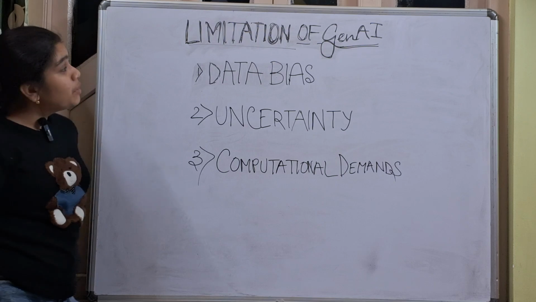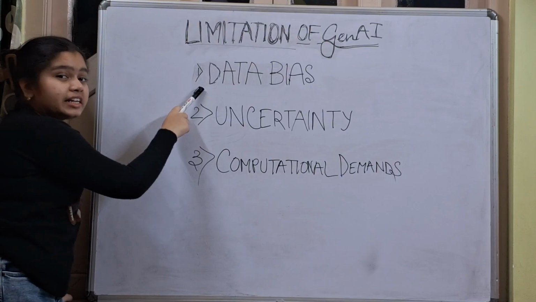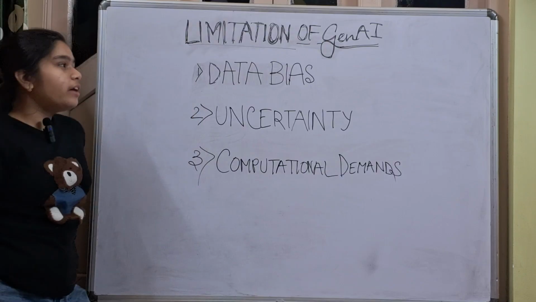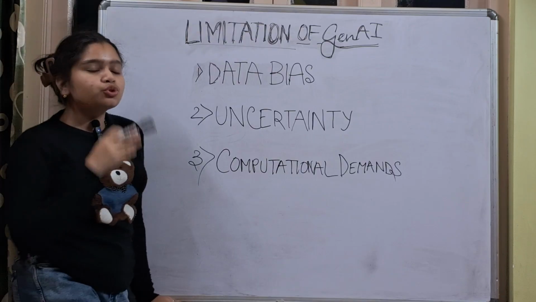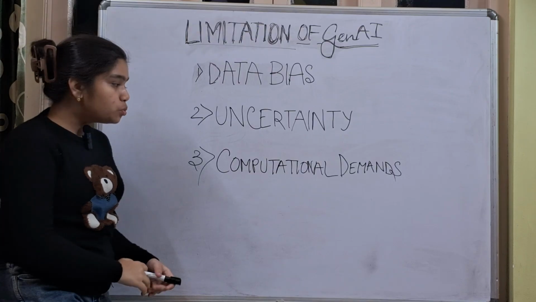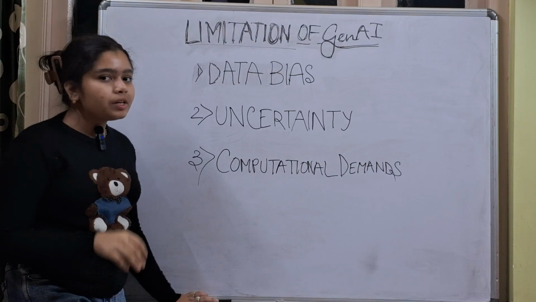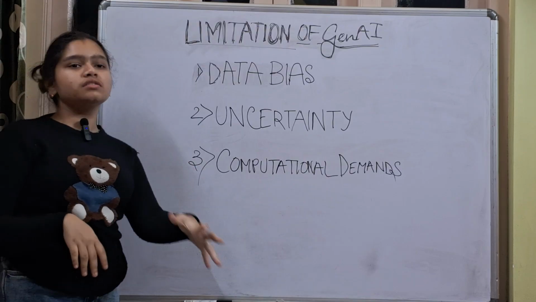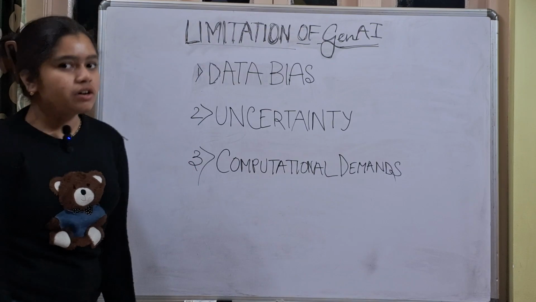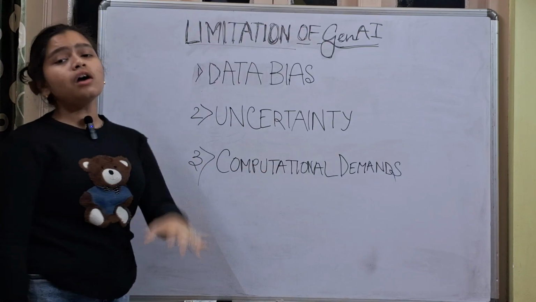Now we come to limitations of generative AI. First is data bias. Okay, data bias. Now, when does AI become biased? See, whatever the training data with which you train your AI model, based on that only it will predict. I mean, if the training data is biased or it is not fair, it contains any misleading information, AI is going to learn that.